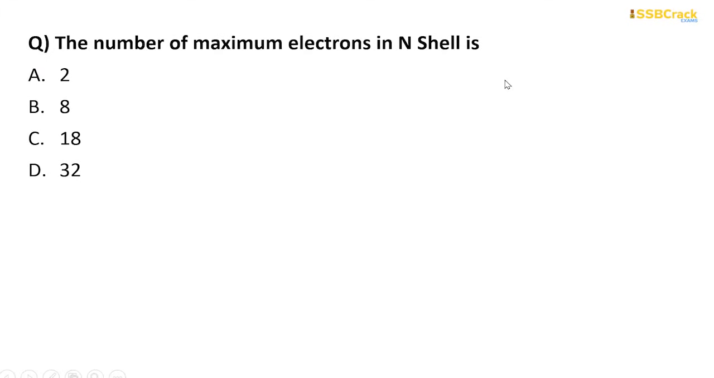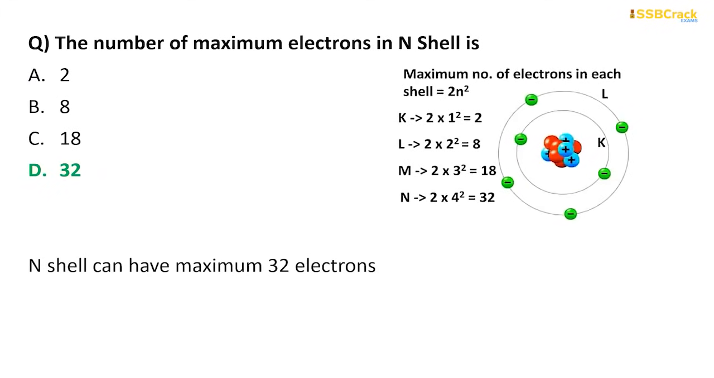Now the next question is: the maximum number of electrons in the N shell is. Basically, you all know our atoms have different shells based on different energy levels. You call them K shell, L shell, M shell, N shell. The maximum number of electrons is given in accordance with the Bohr-Bury scheme. They gave us the formula 2n square, where n is the number of the shell. For the N shell, the value of n will be 4, right? So when you put 2 into 4 square, you get the answer 32 electrons. So the N shell can have a maximum of 32 electrons.